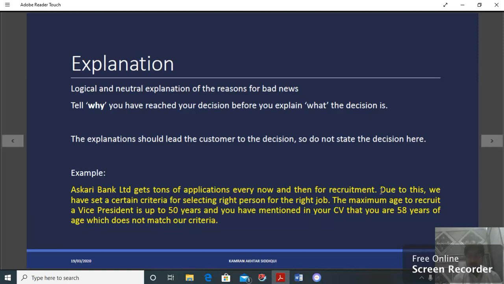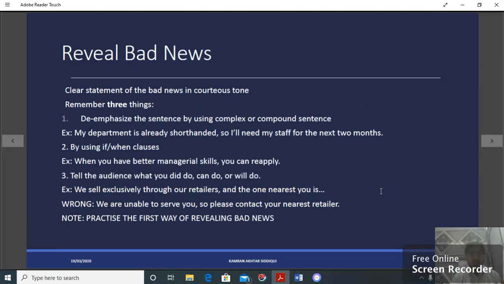Now, this, if you see, gives you a kind of a gap. What was your requirement and what the applicant possesses. So you have to develop a reason for saying no. And when we are done with the reasons, we come to revealing the bad news in the third paragraph.